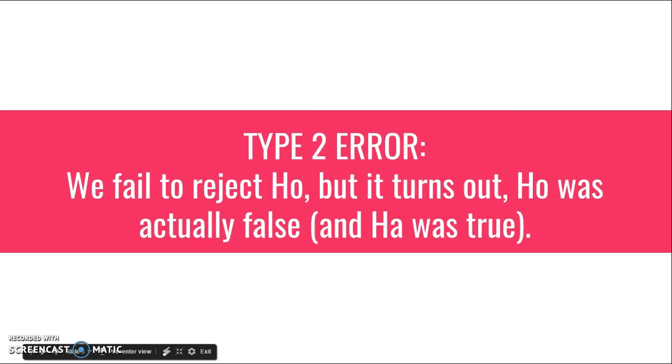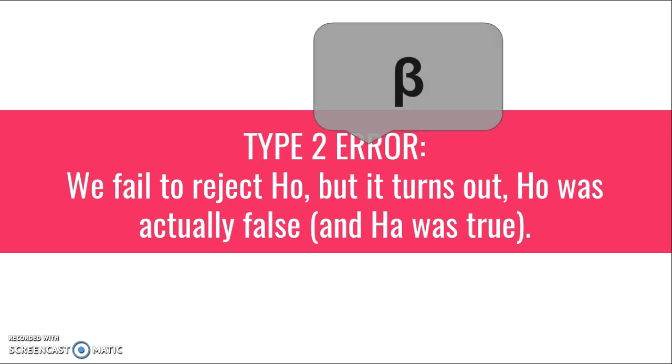error. A type 2 error is when we fail to reject the null hypothesis, but it turns out in reality, in real life, the null was actually false and the alternate was true. So that is a type 2 error. We use the symbol beta to represent the probability of a type 2 error.